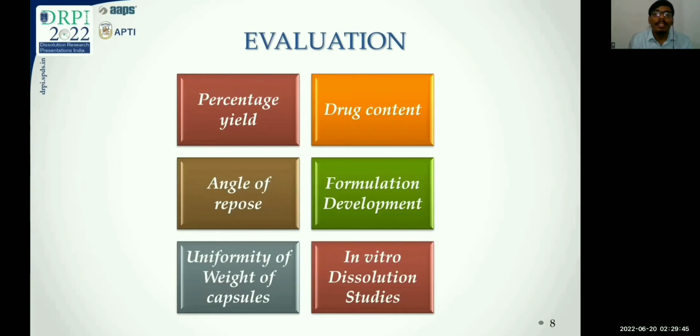Evaluation. These are the evaluation parameters that we have performed. Percentage yield. The percentage yield was performed by weighing the co-ground physical mixture and calculated as a ratio of actual weight of co-ground particles obtained to the total weight of drug and polymers into 100. The drug content was determined by using UV spectrophotometer at 274 nanometer.